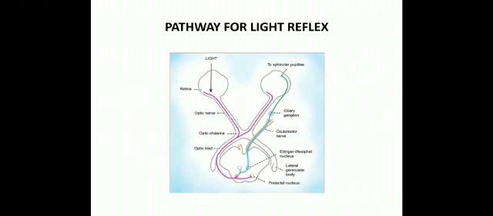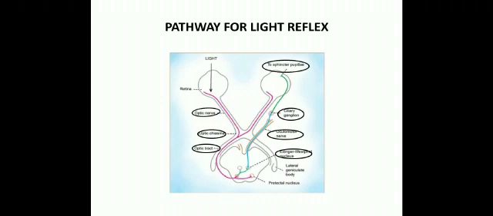So, the pathway for the light reflex: throwing light on the eye causes constriction of the pupil. This is mediated through the retina, the optic nerve, optic chiasma, optic tract, the lateral geniculate body, the Edinger-Westphal nucleus, then the third cranial nerve, that is the oculomotor nerve, and the ciliary ganglion, the short ciliary nerves, and it constricts the pupil by acting on the sphincter pupillae.